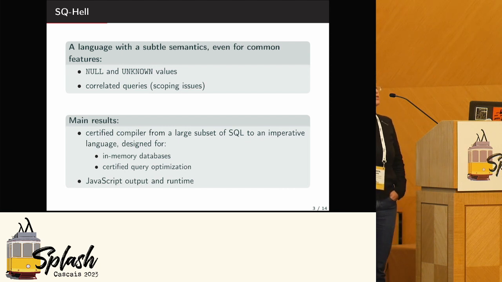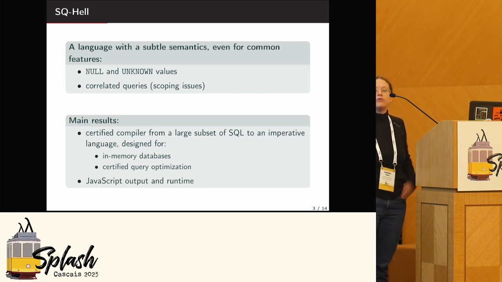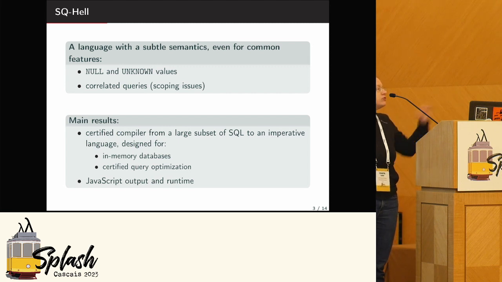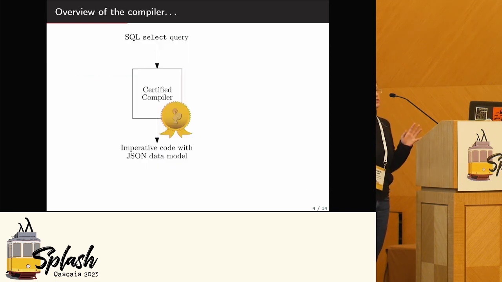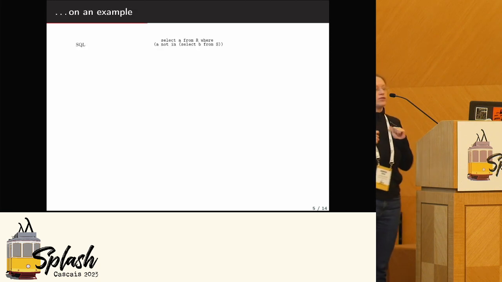So our main result is a certified compiler from a large subset of SQL which handles nulls and correlated queries to an imperative language. It's designed for in-memory databases. It produces code that can be embedded into this language. And we also have certified query optimizations in the middle of the process. And we also provide, as I said, a JavaScript output and runtime in order to be able to run it. I'm going to present this compiler in more detail, but first I will show it on an example.